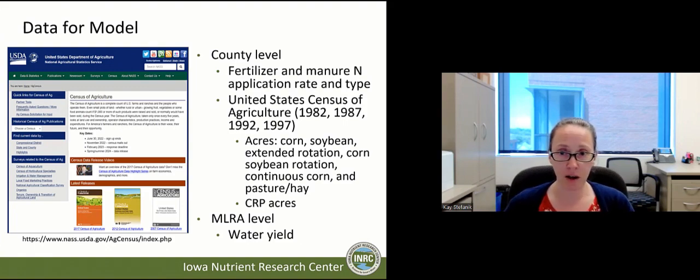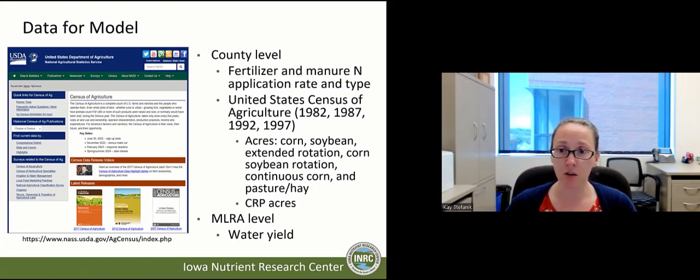We pulled from the 1982, 1987, 1992, and 1997 documents. And we only looked at those years because that's all that's available for the census. The census is done on a 5-year basis. So we pulled data from those specific timeframes. And what we pulled from this were mostly acres. So area of different things like acres of corn planted for different uses, for grain, for silage, acres of soybean.